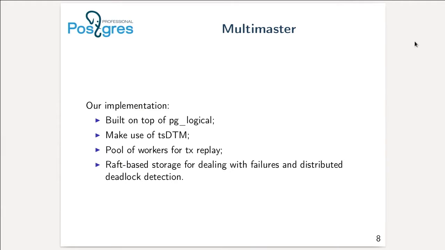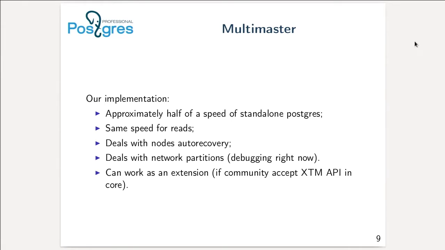And out of that, we can build a multi-master. It's built on top of PGLogical. It wraps updates and selects as global transactions. We do concurrent application of the transactions that are replicated, so if you have several big transactions, they will be applied concurrently. And as Konstantin talked about, we use Raft-based storage for deadlock detection and dealing with failures. Our implementation right now runs at about half the speed of standalone Postgres for writes and the same speed for reads. It can recover from node failures.